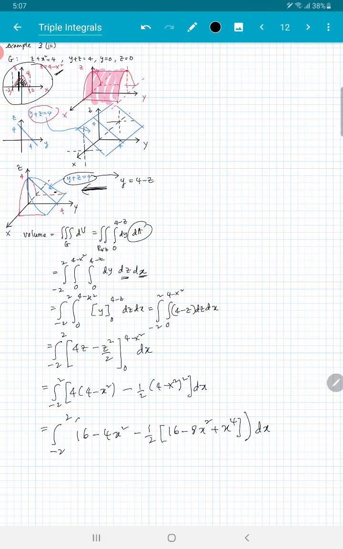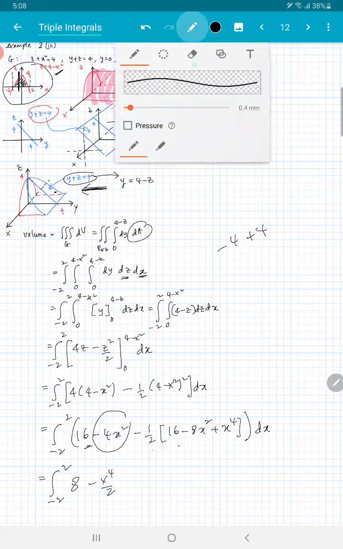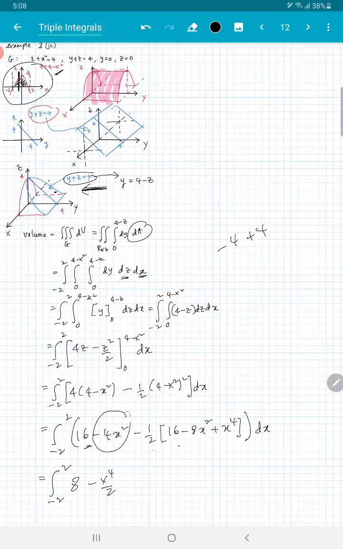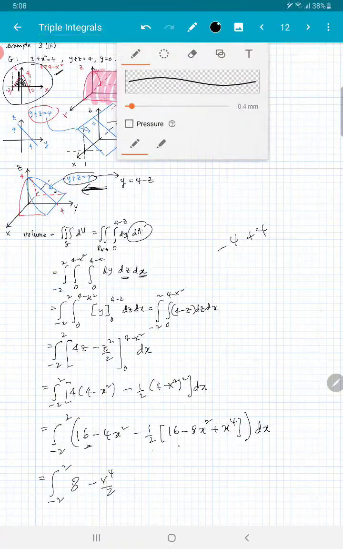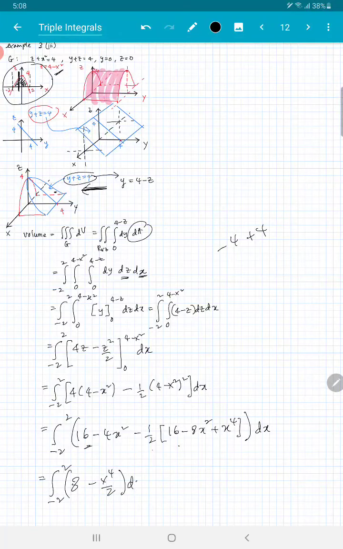Then we need to integrate with respect to x. Let's simplify this. 16 minus 8 would be 8. The one with the square, we have this, which is -4, and plus 4, which is 0. And we have negative x to the power 4 over 2. Let me erase this. Now we need to integrate this with respect to x.